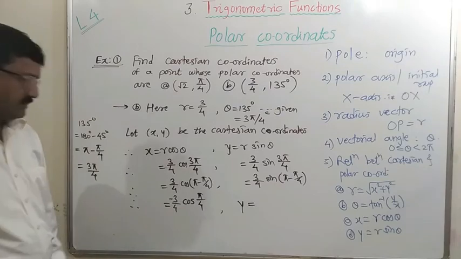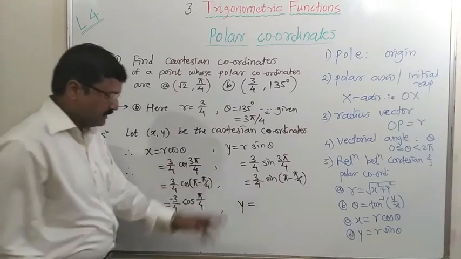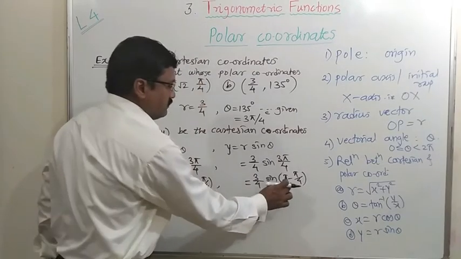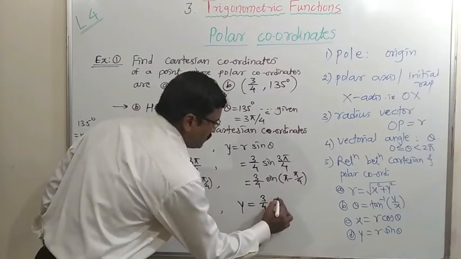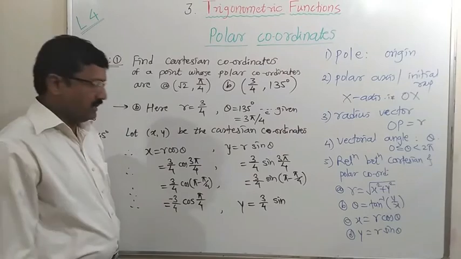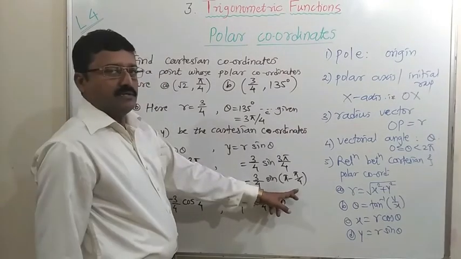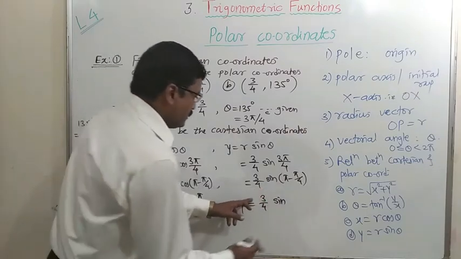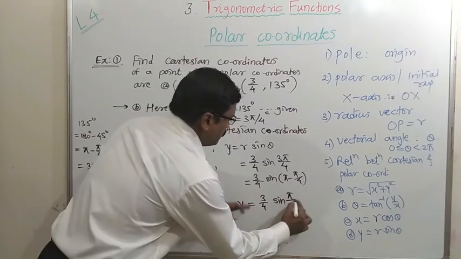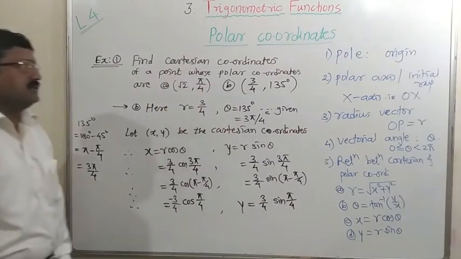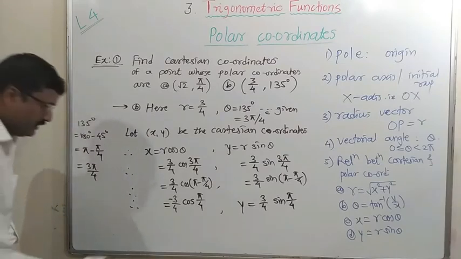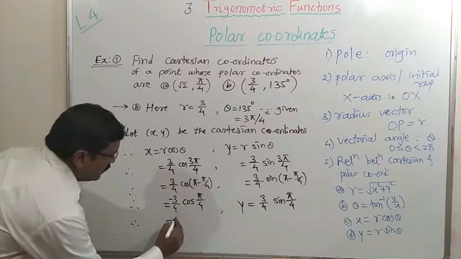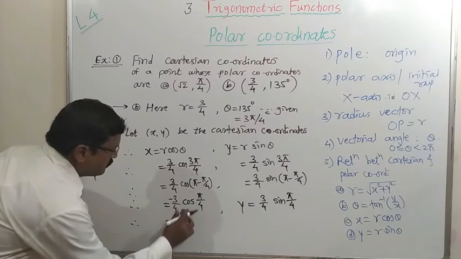Is it clear? Similarly, here this is 3 by 4 sin of pi minus pi by 4. Pi is given, so no change in the trigonometric function. Now pi minus means second quadrant, and in the second quadrant sine is positive. So no change in sign here. We get sin pi by 4. Is it clear?